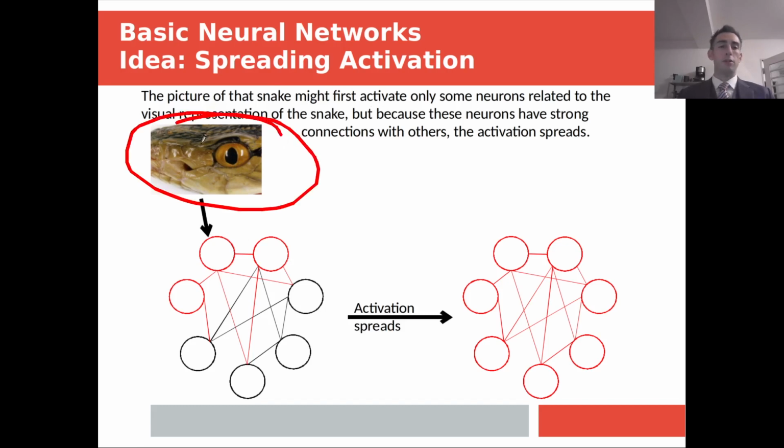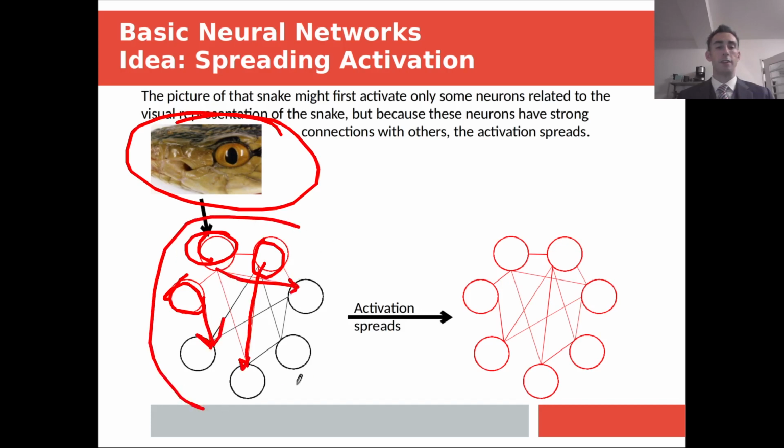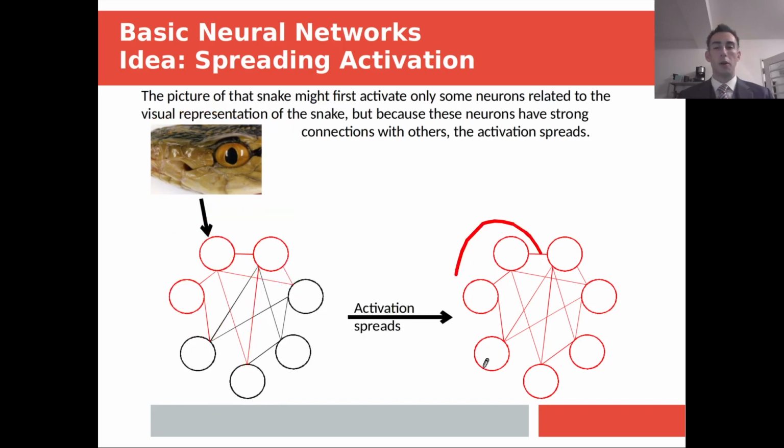And maybe you see a picture of only one part of a snake, and that activates only a few of those neurons, a few of those cells. But because the cells are connected, the activation spreads to the other cells of this neural assembly until the whole concept is active, and then you think of snake. This is called spreading activation.